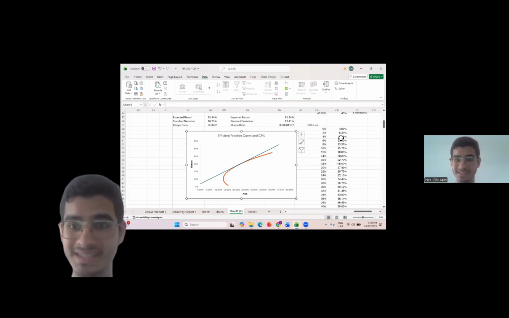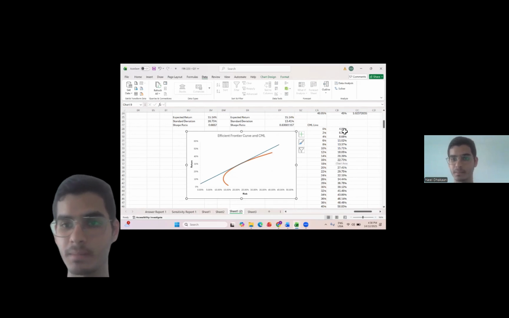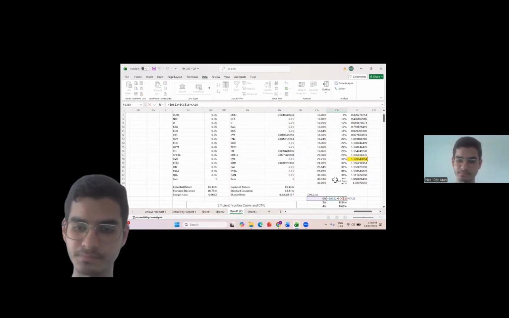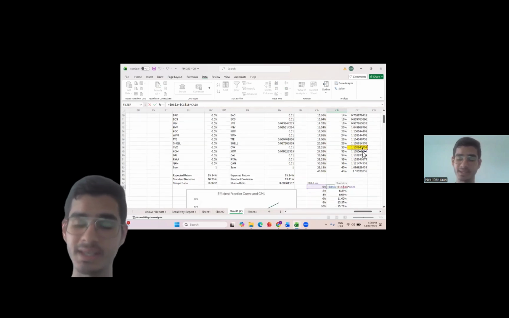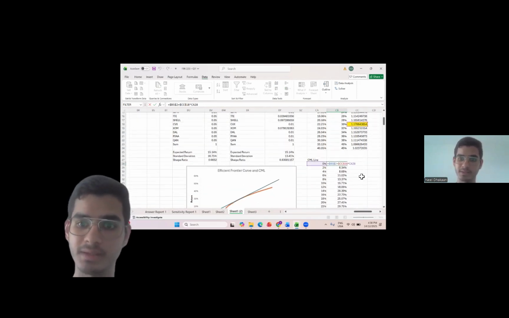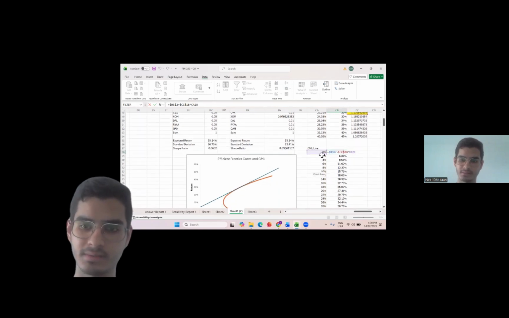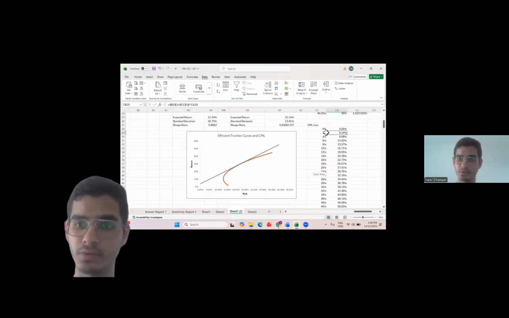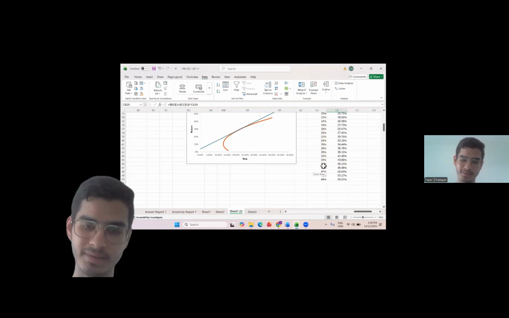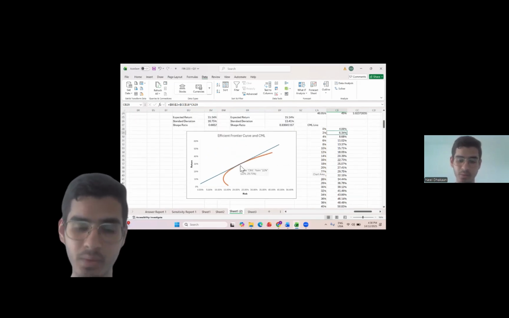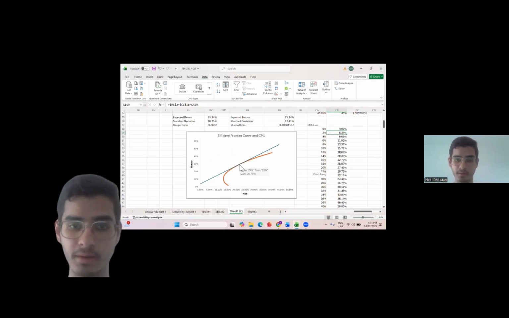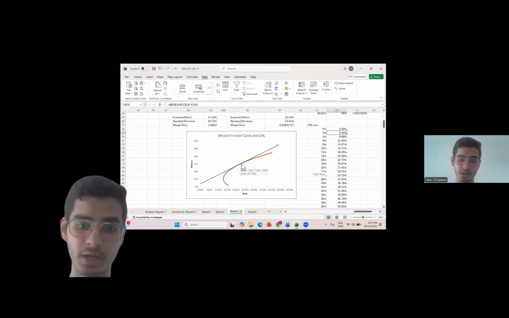And then similarly for the CML line, the capital market line, it's basically the risk-free rate plus the optimum Sharpe ratio times the risk. So I did that for 0, assuming it's 0% risk, 2% risk, 4% risk, so on till 44% risk. And the whole point is the point where the CML and the efficient frontier curve meet is the optimum risk to return. It gives the highest Sharpe ratio.